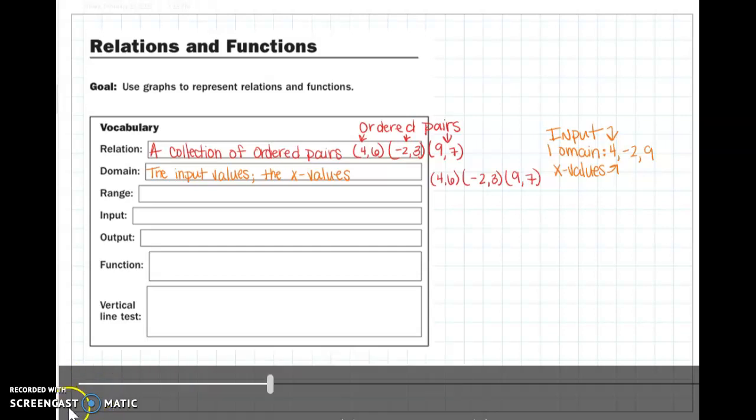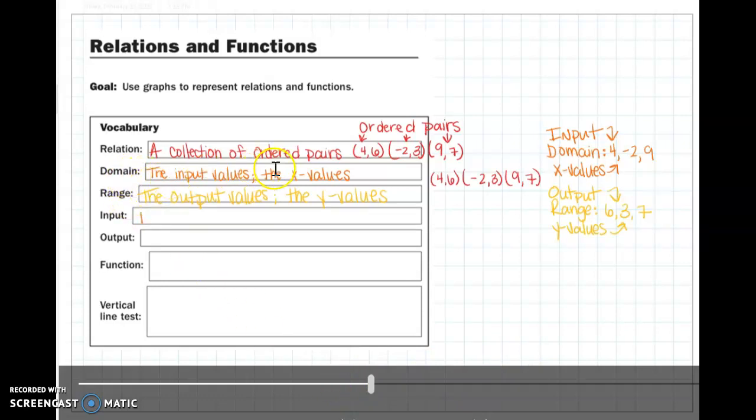The next one, range. A range, they are the output values or the Y values. Output, Y. Now we're going to use the same set of ordered pairs, but now we're going to list the output values, the range, the Y values. So the range will be just the Y coordinates, which are 6, 3, and 7. And we're going to also label them output and Y values.